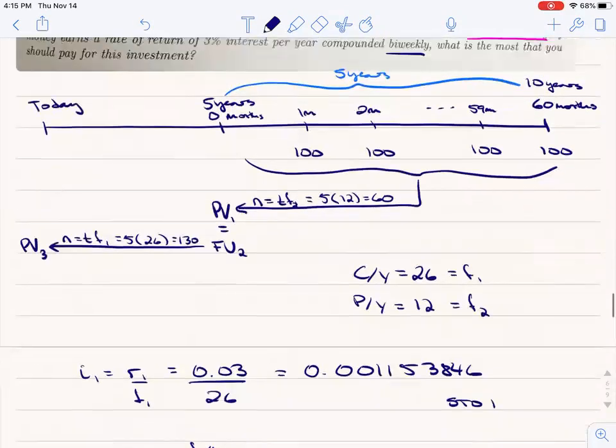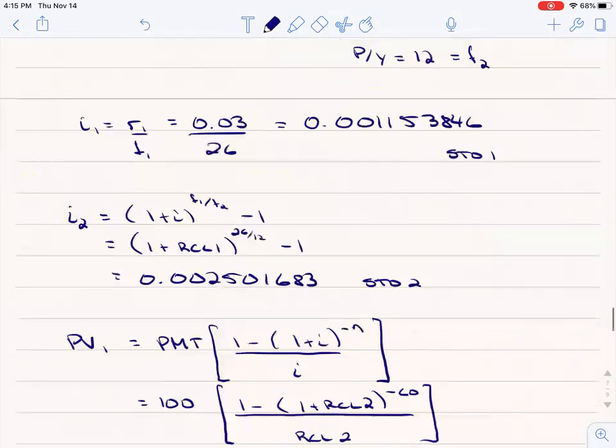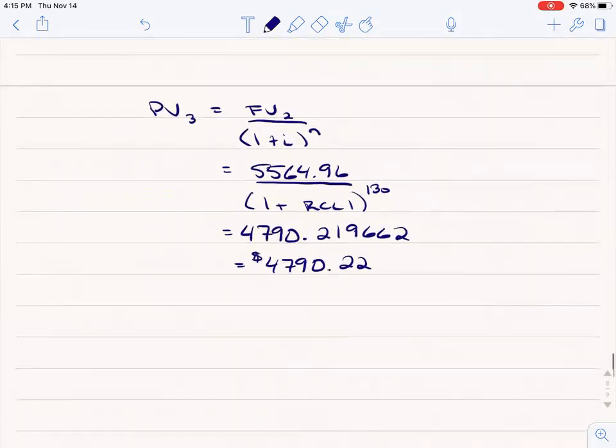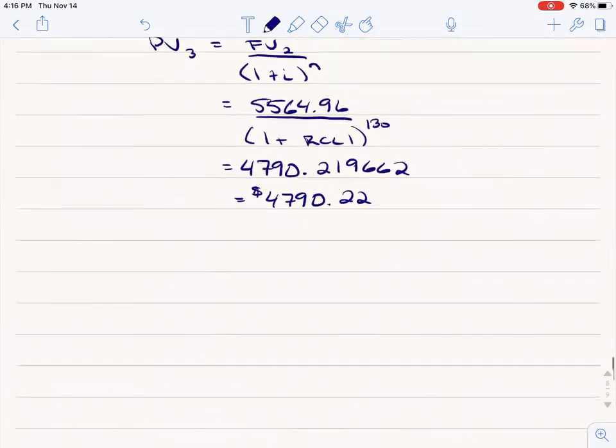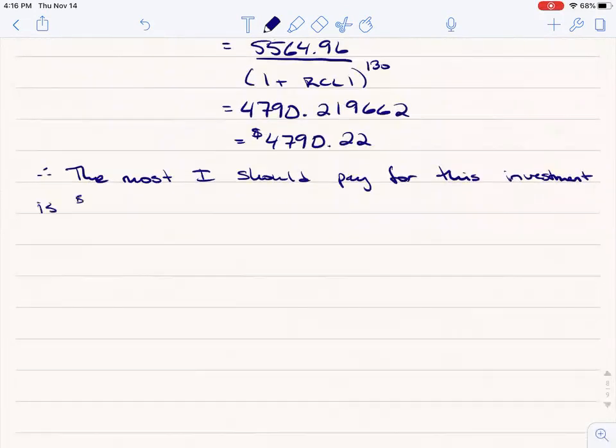Going back to the question, what is the most that you should pay for the investment? The most that I should pay is $4,790.22. Therefore, the most I should pay for this investment is $4,790.22.